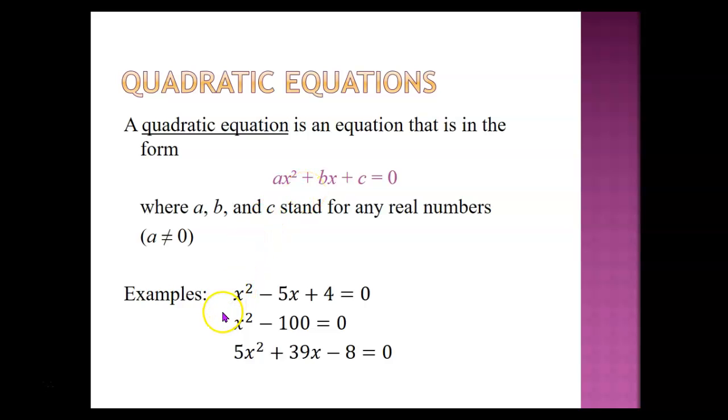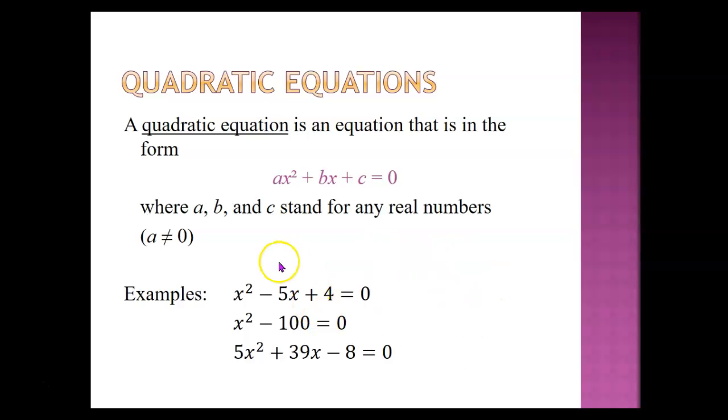So some examples of quadratic equations would include x squared minus 5x plus 4 equals 0, x squared minus 100 equals 0, and 5x squared plus 39x minus 8 equals 0.